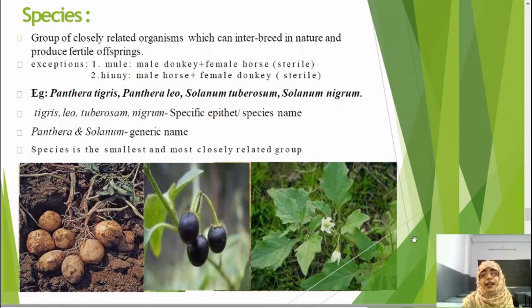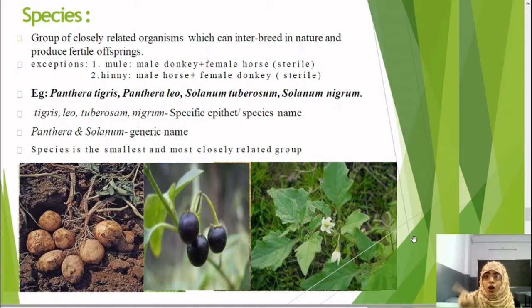But there are certain exceptions. The exceptions are, like I can give you an example, that is mule. What is mule? A male donkey when bred with a female horse produces a mule. The offspring which is produced is called a mule. This is done naturally. Naturally in the sense, in nature. Like you are not forcing them. It is done naturally.